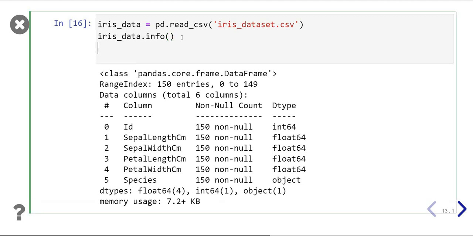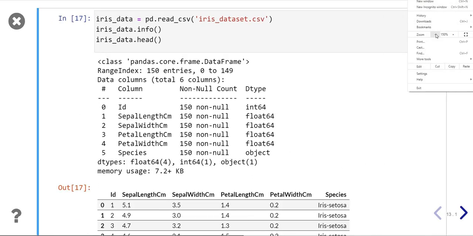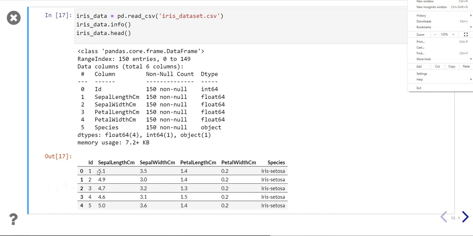So let's try to see the iris data. Let's use the head, so we can view how it looks. You can see how your data set looks like. You have the ID, maybe it's a unique ID for each one, the sepal length, sepal width in centimeter, petal, and also the species. What is it? Is it Iris setosa or whatnot?